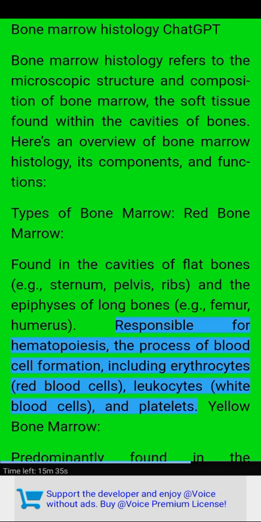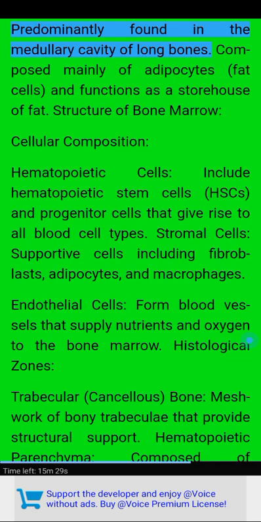Responsible for hematopoiesis, the process of blood cell formation, including erythrocytes (red blood cells), leukocytes (white blood cells), and platelets. Yellow bone marrow: predominantly found in the medullary cavity of long bones. Composed mainly of adipocytes (fat cells), and functions as a storehouse of fat. Structure of bone marrow.